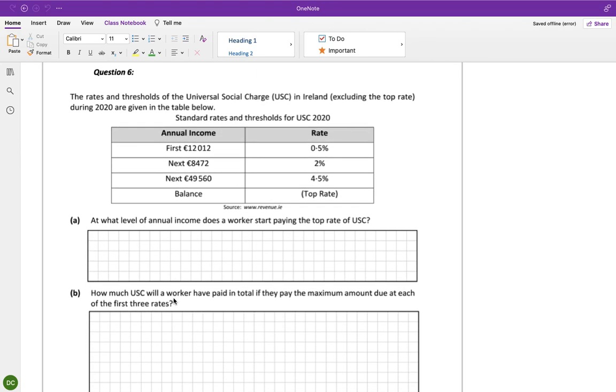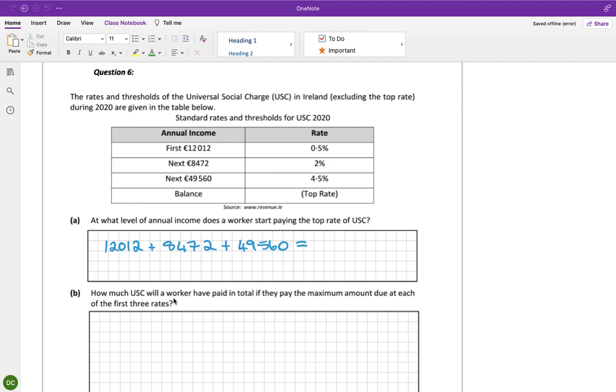The rates and thresholds of universal social charge in Ireland, excluding the top rate, during 2020 are given in the table. At what level of annual income does the worker start paying the top rate? Okay, so that is where we need to add up all of, so it's 12,012 for the low rate, then another 8,472 at the 2%, and then another 49,560 at the 4.5%, and if you go over that, then you fall into the top band.